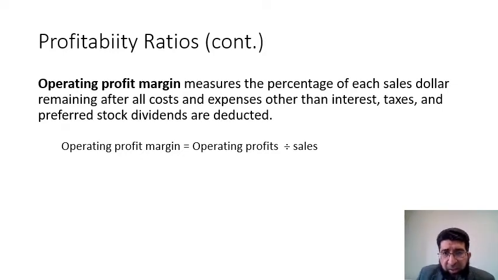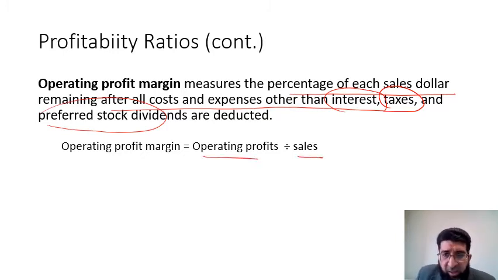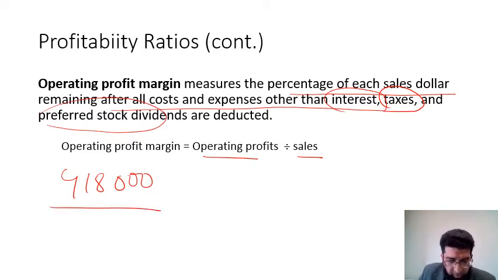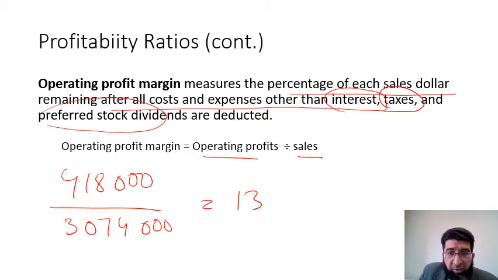It measures the percentage of each sales dollar remaining after all the costs and expenses other than the interest, taxes, and preferred stock dividends are deducted. So basically, operating profits divided by sales. And this comes out to be, for XYZ, 418,000, around half a million, divided by 3 million, which is total sales, 3074, which comes out to be 13.6%.